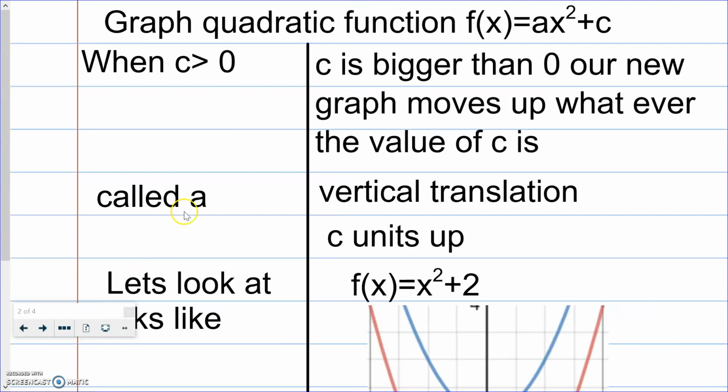So let's look at our first example. We want to look at when c is greater than 0. When c is bigger than 0, our new graph moves up whatever the value of c is compared to our parent graph. This will be called a vertical translation c units up.